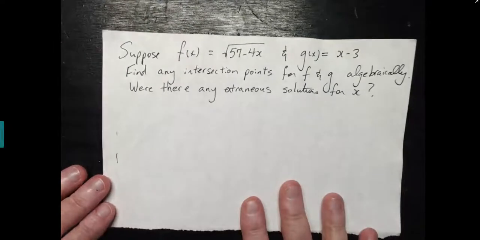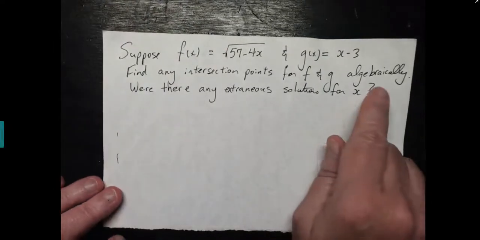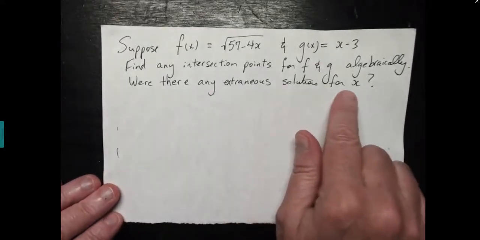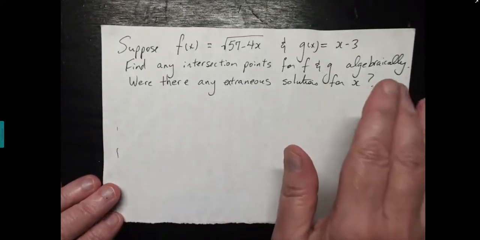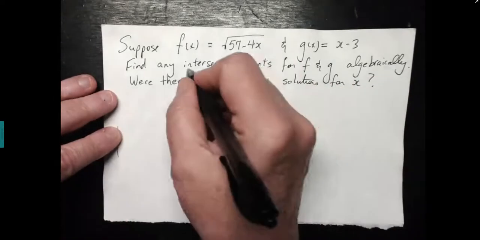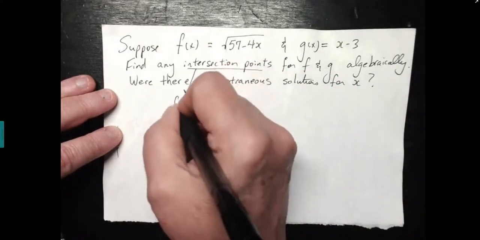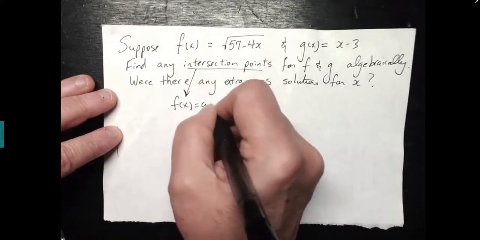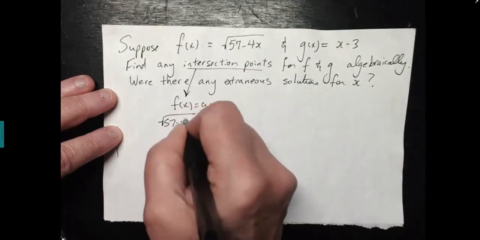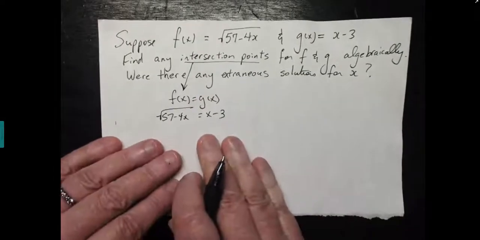All right. Find any intersection points for f and g algebraically. Again, do not use a graphing calculator. And were there any extraneous solutions for x? Well, if there are, you won't be able to see them on a graphing calculator. Okay, so for intersection points, you put them equal to each other. So the formula for f is equal to the formula for g. And now I have a radical equation.